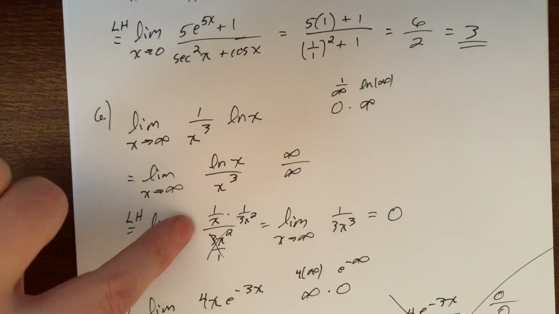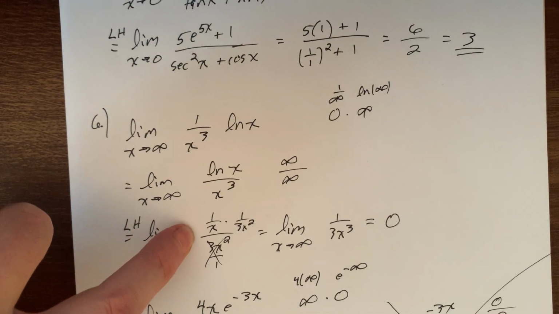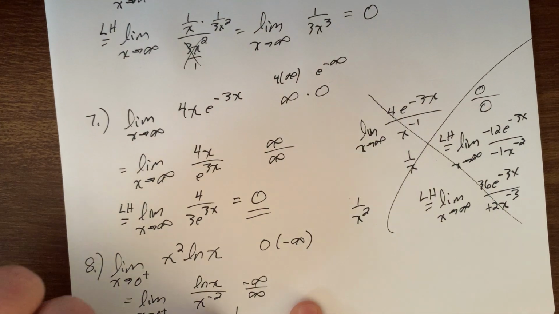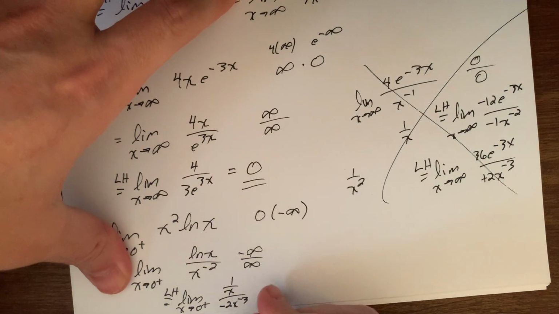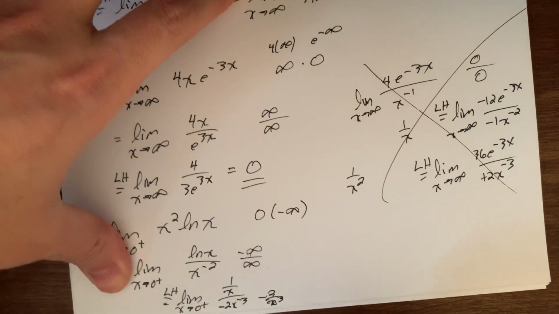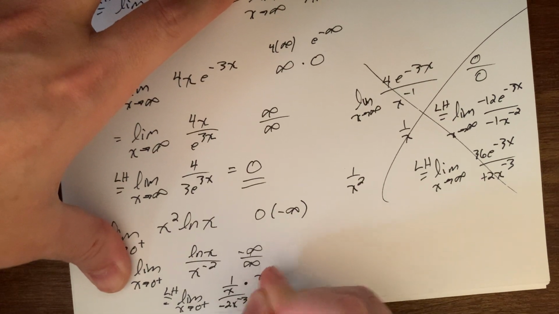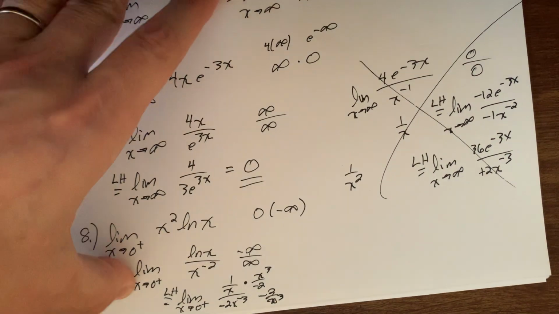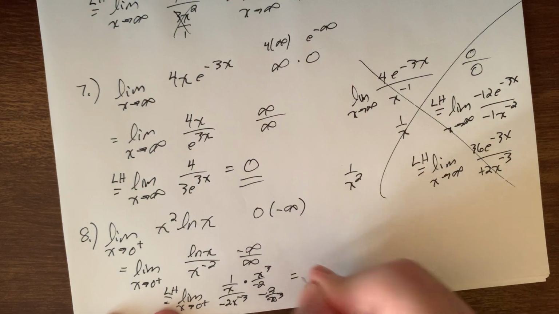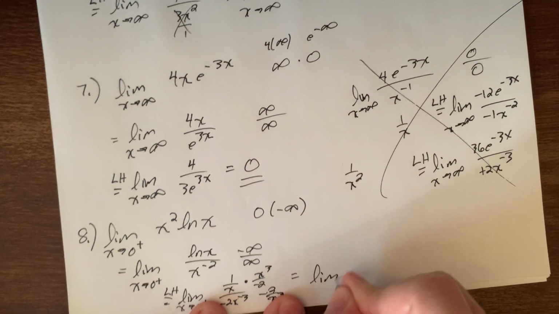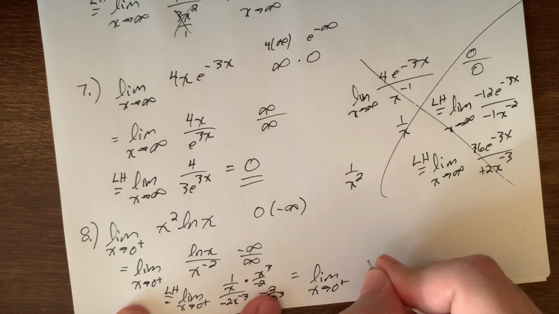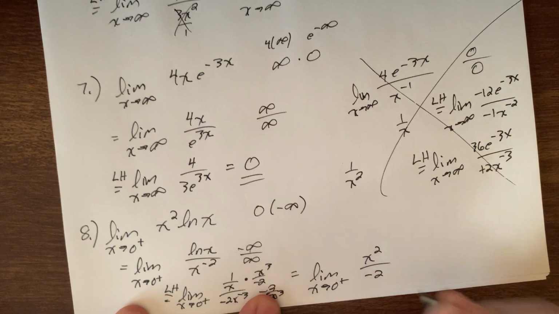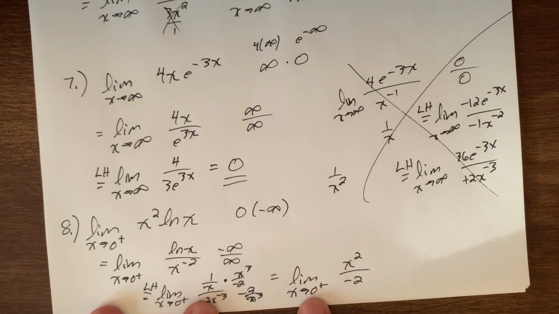But kind of like what we saw up here, I'm going to clean that up. I'm not going to try and plug 0 into this mess. I'm going to clean this up a bit. This is really minus 2 over x cubed, so it becomes times x cubed over minus 2. So when I clean this up, limit x approaches 0, I get 1, x cancels. I have x squared divided by negative 2.